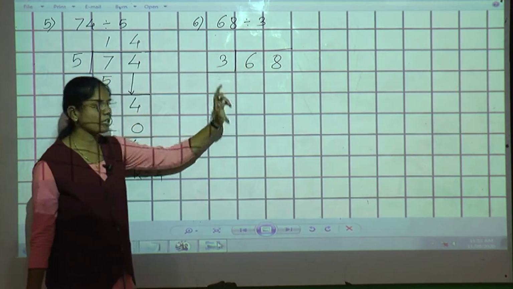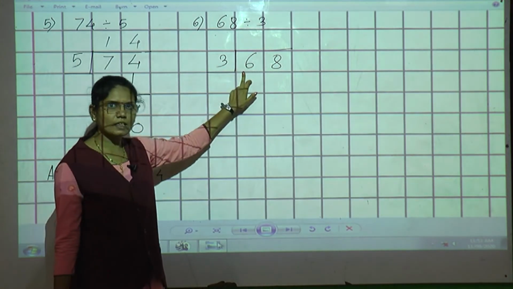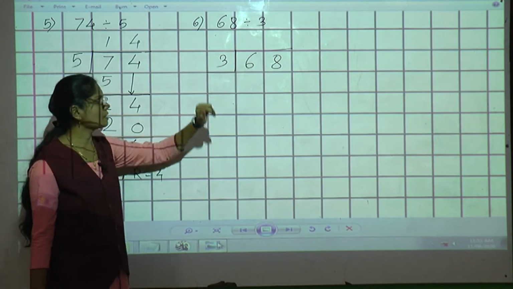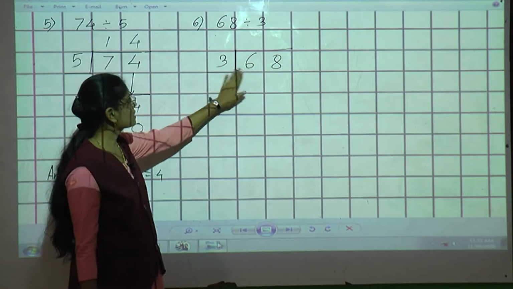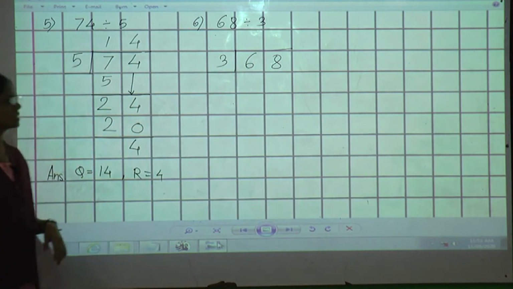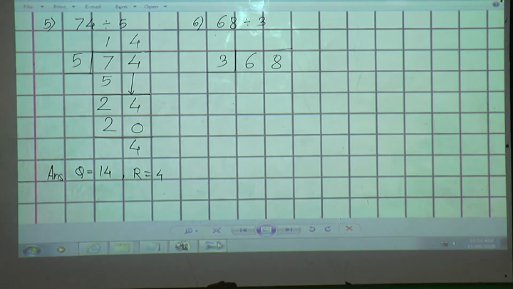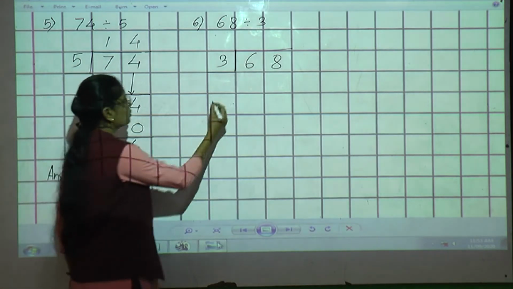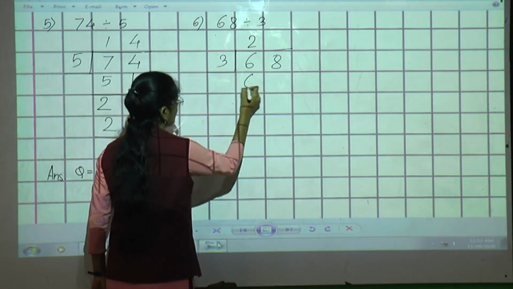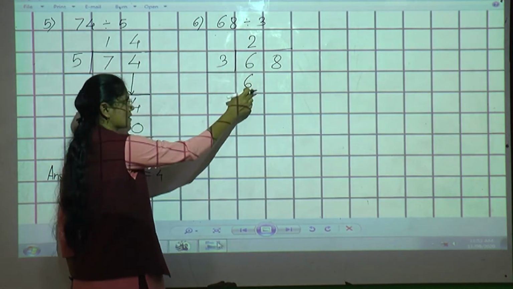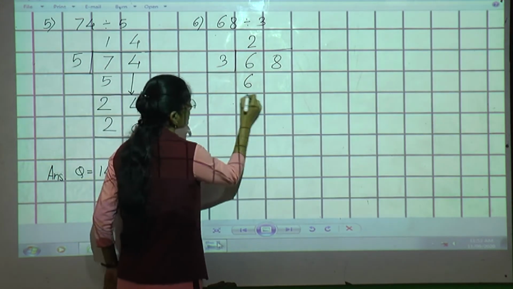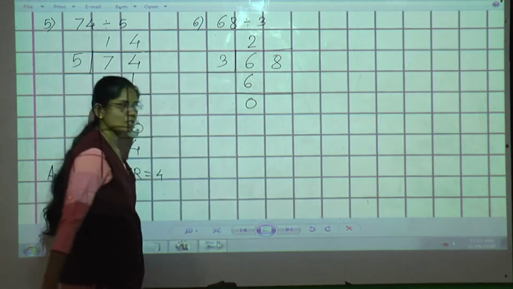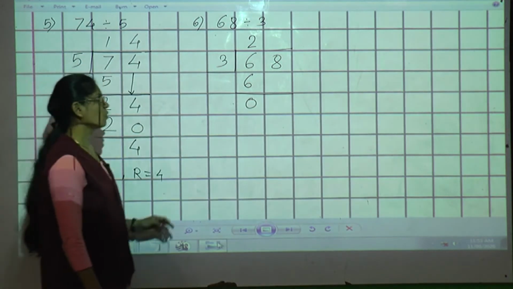Now at the tens place, which number can you see? Yes, here 6 is there. So divide the tens: 6 divided by 3. Now in the table of 3, can you see the number 6? Yes, 6 is there. So 3 2s are 6. Now 6 minus 6, 0.